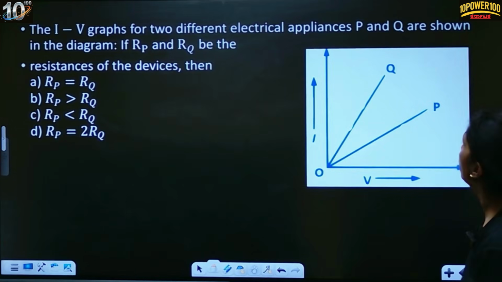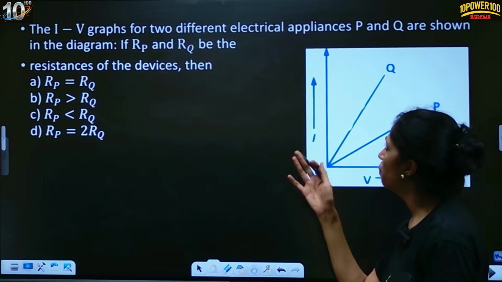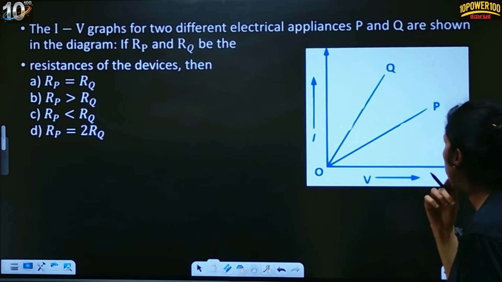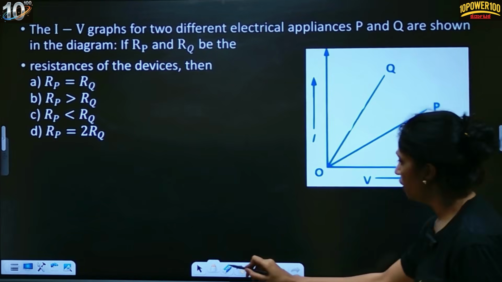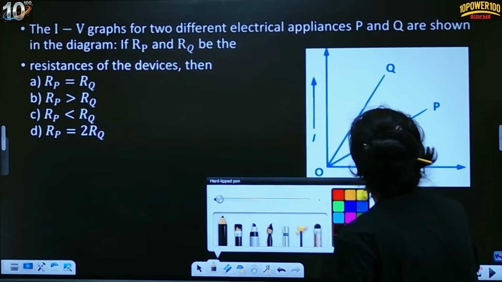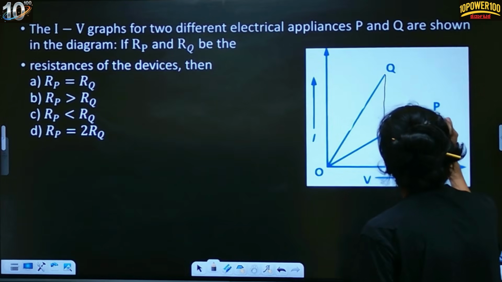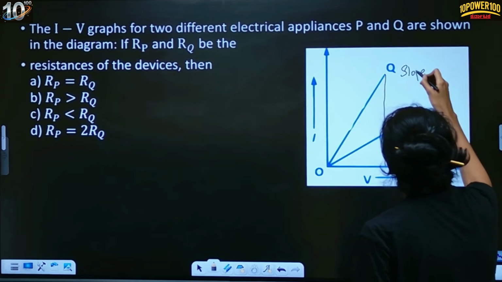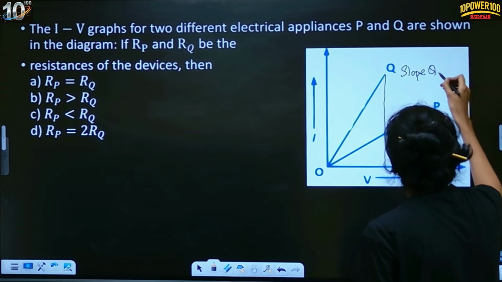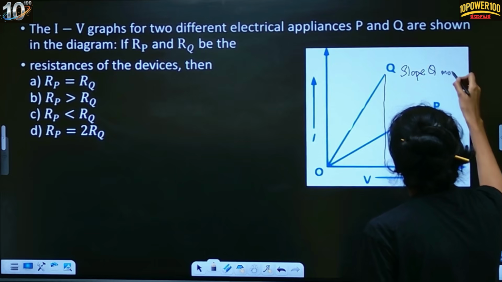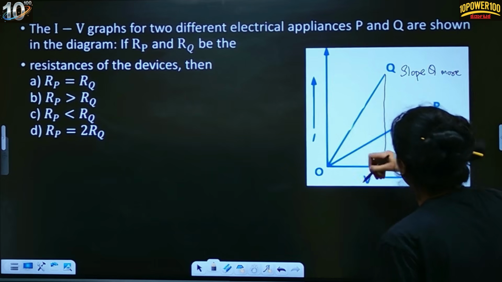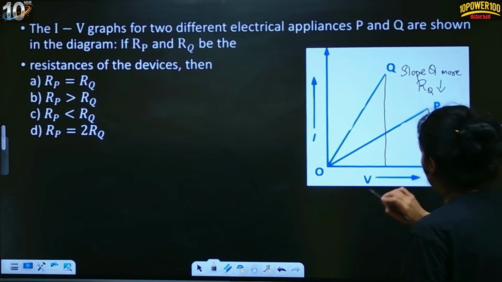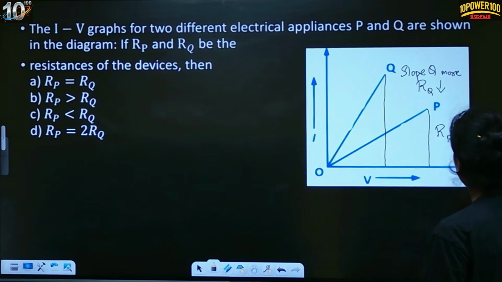Now moving to the next, again a very simple question. RP and RQ they have asked over here. We know that resistance is inversely proportional to slope. In this case, which has more slope? Of course, Q has more slope compared to P. Our graph is I versus V, and since slope is inversely proportional to resistance, the resistance of Q will be less. Similarly, the resistance of P will be more over here.